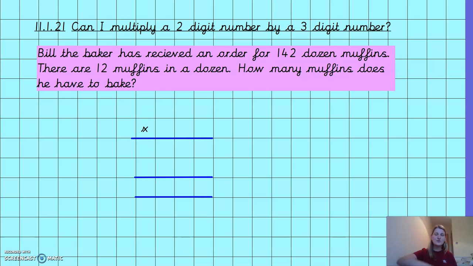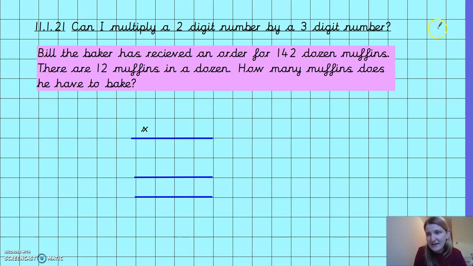Okay. Right, another one you ready for? This time I'm going to ask you guys to do it, okay? So, Bill the baker has received the order for 142 dozen muffins. Yes, that was my order, and I'm keeping them to myself. There are 12 muffins in a dozen. So he's got 142 lots of 12 muffins. How many muffins does he have to bake? Before I go ahead, tell me what the number sentence would be, have a go, and then come back to me.